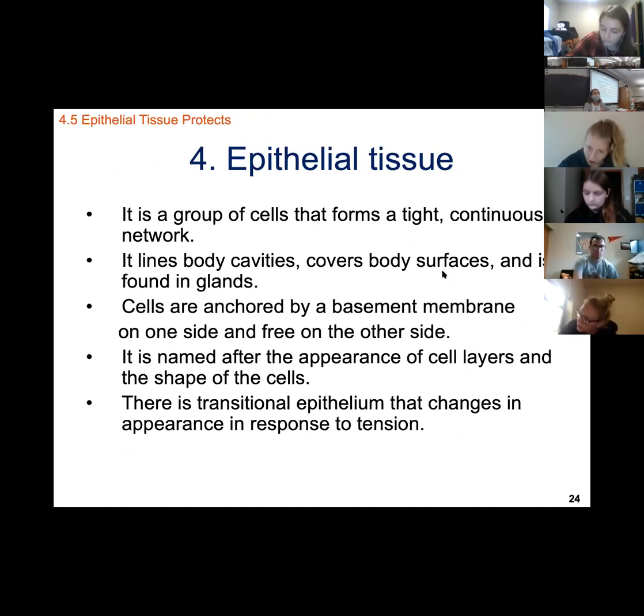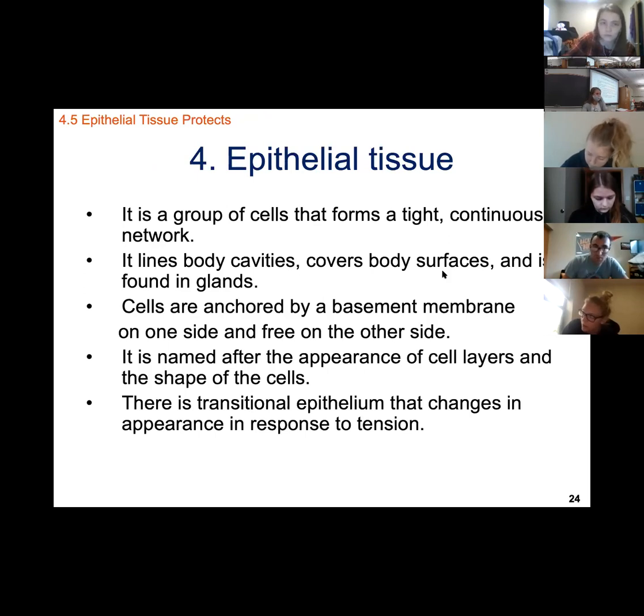Epithelial tissue. So this is that fourth type of tissue. So we've had muscle tissue, nervous tissue, and connective tissue. And now we have epithelial tissue. This is super important for the cavities. It covers your body's surface, and it's also found in glands. These are groups of cells that form tight networks to each other.